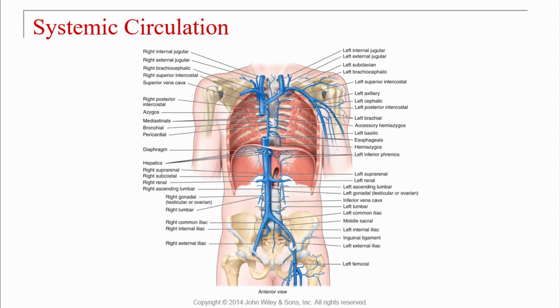And looking more in the thoracic and abdominal regions, again, we have the left and right brachiocephalics draining into the superior vena cava, which would then drain into the right atrium of the heart. Here's the inferior vena cava. And again, that's going to pierce the diaphragm and also hook up with the right atrium of the heart. Here's the internal jugulars. Here's the external jugulars. The subclavian veins.